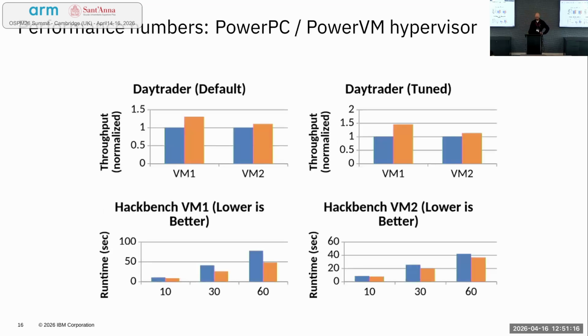So we have some numbers. This is what Shrikanth measured on his Power machine. So these are 2 benchmarks. One is Day Trader. This is supposed to be a realistic stock trading benchmark. And what he has is double overcommit, so 2 to 1 on 2 virtual machines. And you can see that, yeah, it's a clear win. And the same is for Hackbench. So for Hackbench, here it goes the other way around. Hackbench prints runtime.